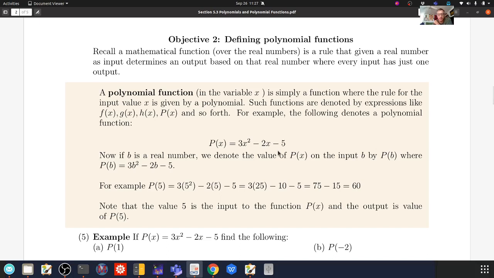So here we go with polynomial functions. We're all ready to get into polynomial functions. A polynomial function over the real numbers, that means the coefficients come from the real numbers, is a rule that given a real number as input determines an output based on that real number, where every input has just one output. So a polynomial function in the variable x is simply a function where the rule for the input value x is given by a polynomial. Such functions are denoted by expressions like f of x, g of x, h of x, p of x, and so forth.